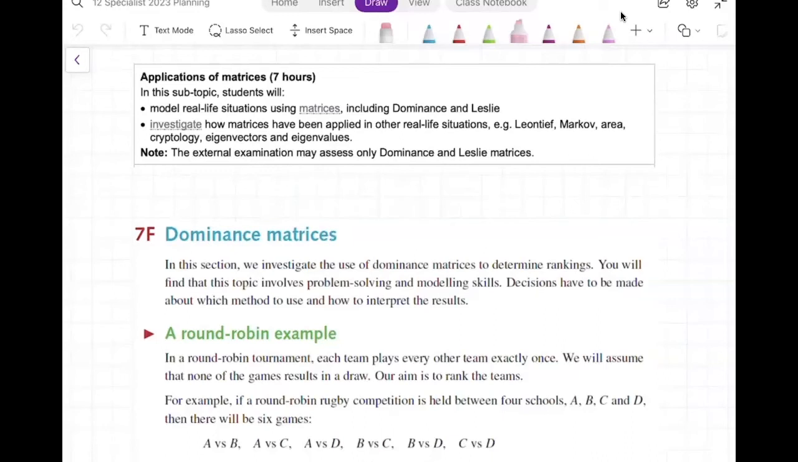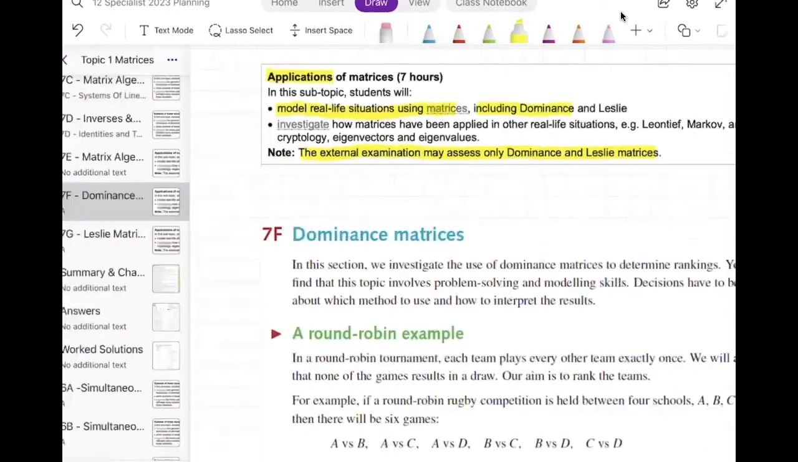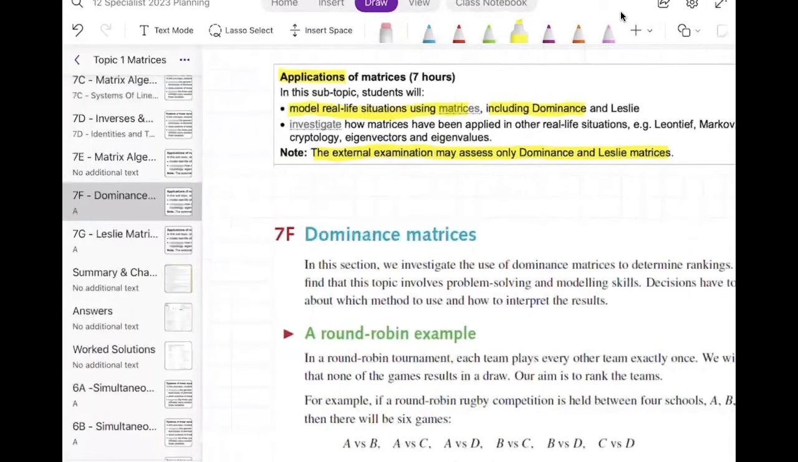And I really wanted to come up here to the syllabus for this because so far, a lot of what we've been doing has been more like revision than anything else. All skills you might need in the exam. But if we have a look at what the syllabus says specifically, the external examination may only assess on dominance and Leslie matrices when it comes to applications. So for our applications of matrices, we want to model real life situations using matrices, including dominance. And tomorrow's lesson, if we fold this out, is going to be on Leslie matrices.